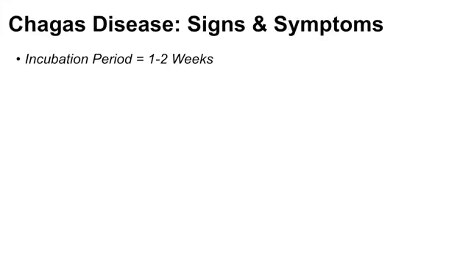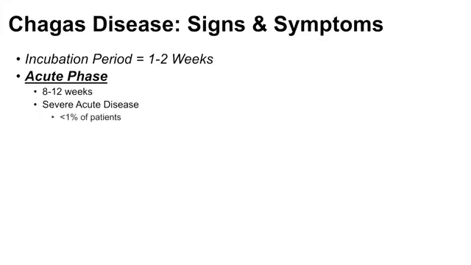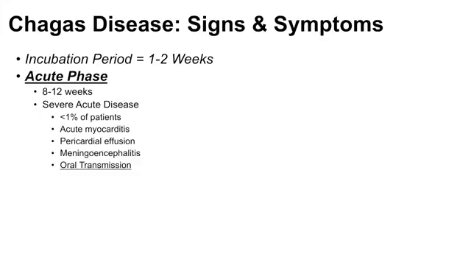When an individual is first infected with Chagas disease, there's an incubation period of around 1 to 2 weeks. And after that, there's something known as an acute phase, which lasts about 8 to 12 weeks. Now, during the acute phase, an individual can experience what is known as severe acute disease. And this typically only occurs in less than 1% of patients, where these patients will experience acute myocarditis, pericardial effusion, and meningoencephalitis. So it's pretty severe. And this severe acute disease usually only occurs in individuals that have been infected through oral transmission. So again, as we mentioned before, through an oral ingestive process.